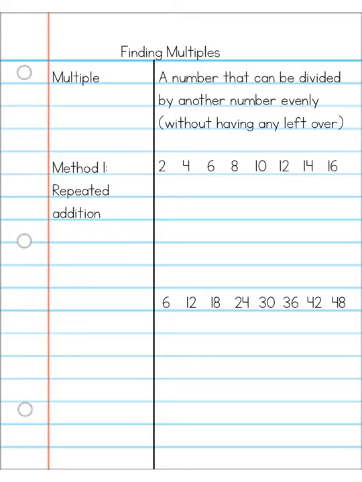This lesson is on finding multiples. First, we're going to define what a multiple is. A multiple is a number that can be divided by another number evenly without having any left over. The first method that we're going to talk about is repeated addition.